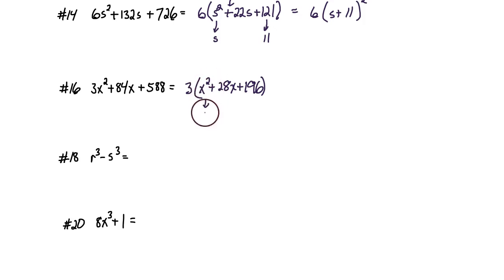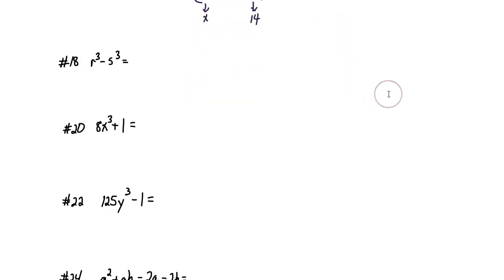The square root of x squared is x. The square root of 196 is 14. X times 14 is 14x, and twice that is 28x. It fits the pattern. So one set of parentheses squared, and you fill in your x and your 14 that you figured out. Number 18, there's no greatest common factor.